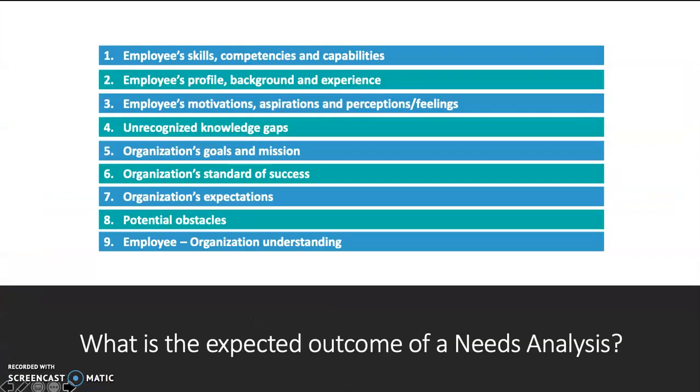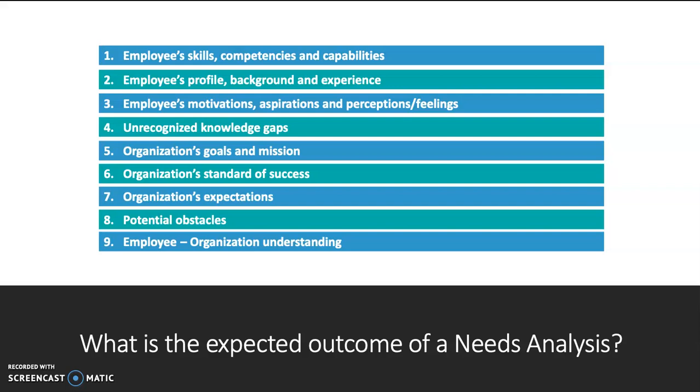Next, we're going to be learning about the expected outcomes of a needs analysis, and there are a few. 1, you learn about the employee's skills, competencies, and capabilities, what they're actually able to do and know how to do. 2, employee's profile, background, and experience, essentially what shapes the employee. 3, employee's motivations, aspirations, and perceptions/feelings, what the employee expects and is open to as far as the intervention.